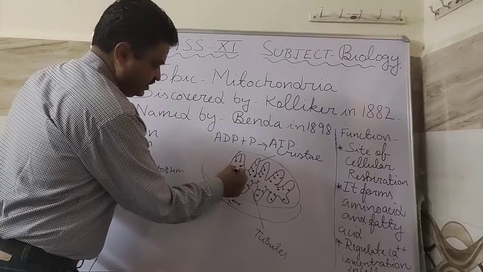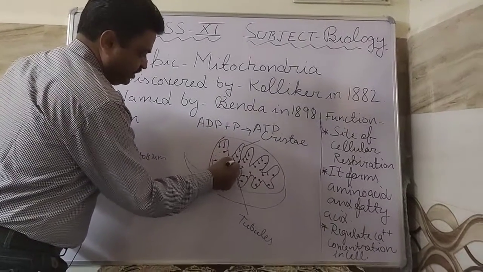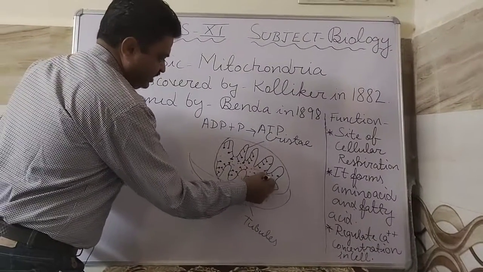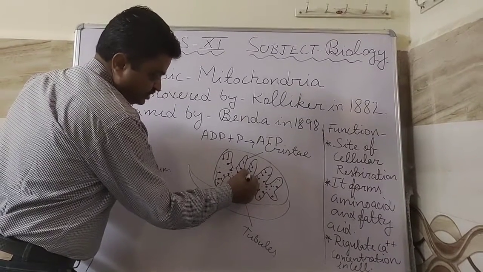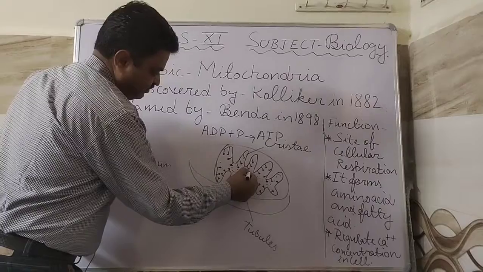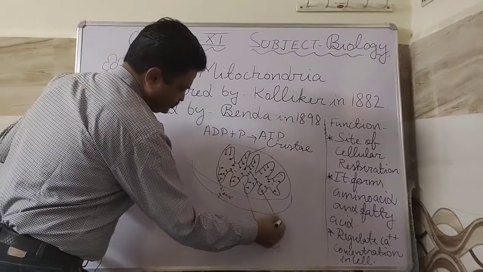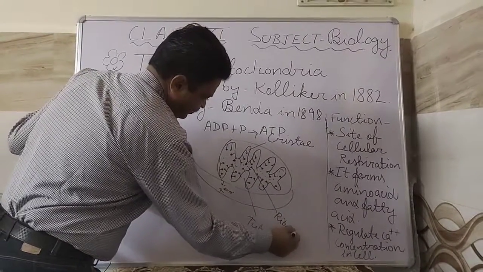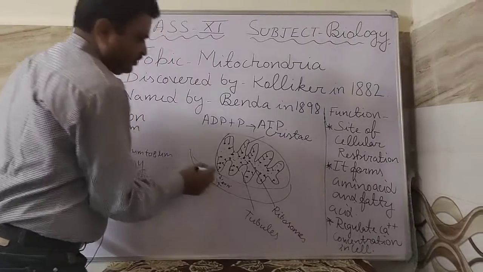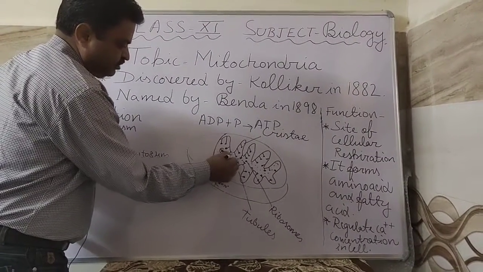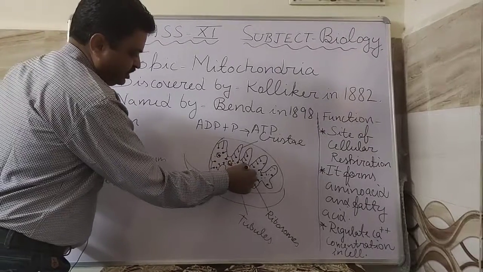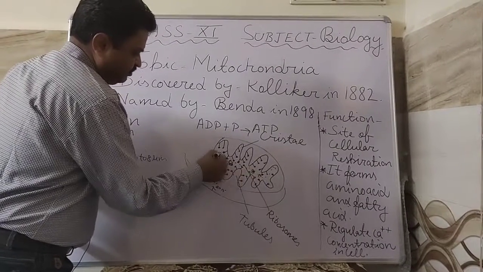And in this, a fluid is found that is known as the matrix, and in the matrix there are oxysomes. These oxysomes are found, and with the oxysomes there are also ribosomes found. Ribosomes. And student, this particular structure has its own genetic material, in the form of DNA.